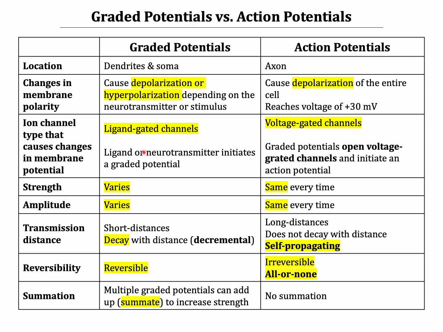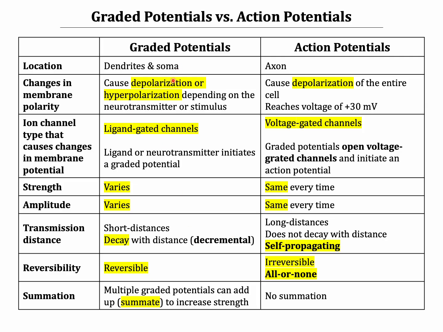For strength and amplitude, graded potentials vary, right? They are graded. Just like you can get an A or you can get an F, there's variability. Action potentials are the same every single time. Same strength, same amplitude, same voltage. They are identical in their structure. The only interpretation that occurs with the action potential is the frequency incoming to the brain.